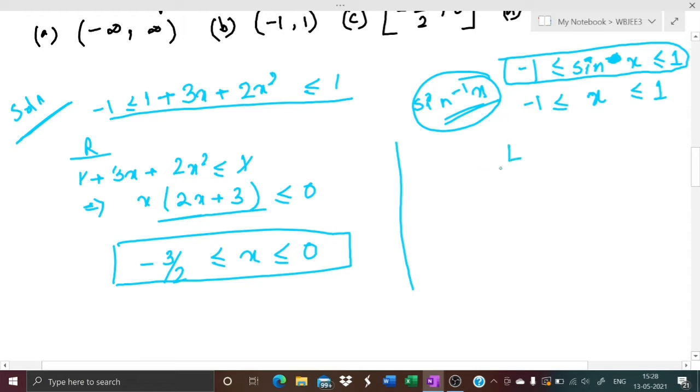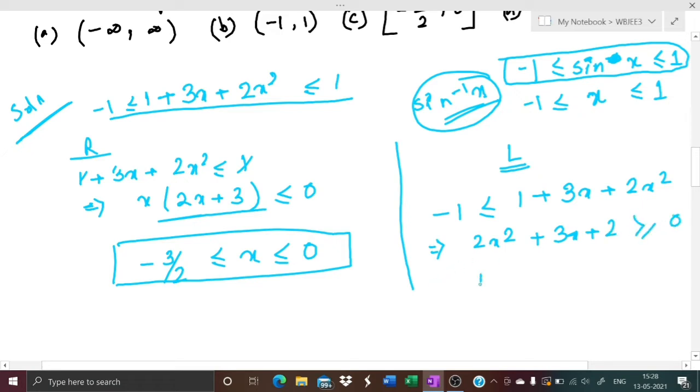Now for the left side inequality, what does it say? -1 is less than or equal to 1 plus 3x plus 2x square. So 2x square plus 3x plus 2 is greater than or equal to 0. Now I will see the discriminant of this function. What is it coming out to be? B square minus 4ac, that is 9 minus 4 into 2 into 2, that is 4 into 4. So this is 9 minus 16, this is less than 0.